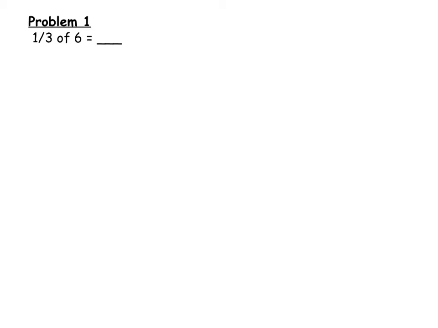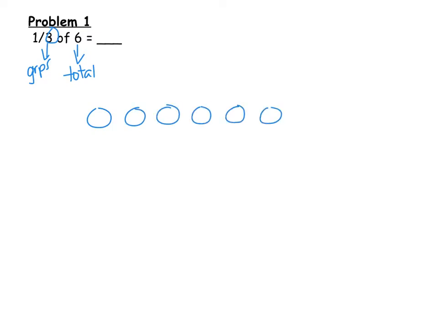Problem number 1, 1/3 of 6. Well, I know 6 is my total. And I know 1/3 means I'm going to break it into 3 groups. And yes, I'm abbreviating groups, GRPS. So I'm going to make my total 6. 1, 2, 3, 4, 5, 6. I want to make it into 3 groups. So now my question is, how many are in one of my 3 groups?